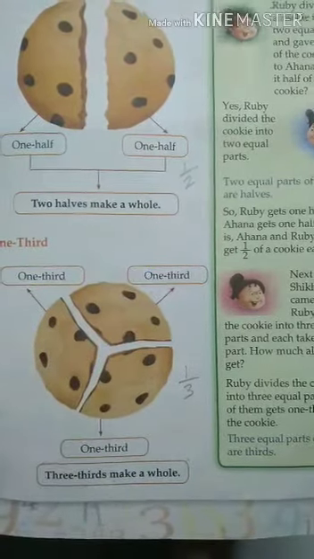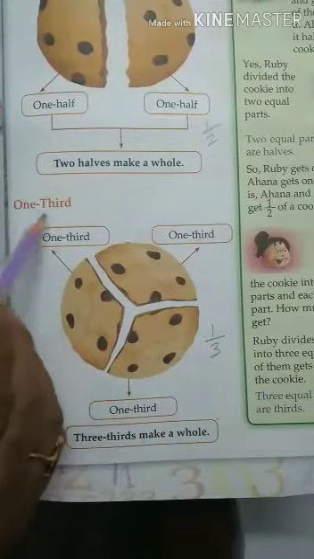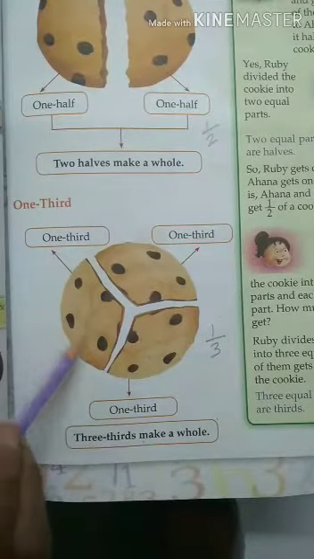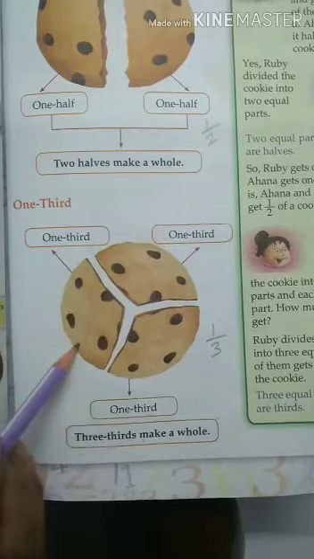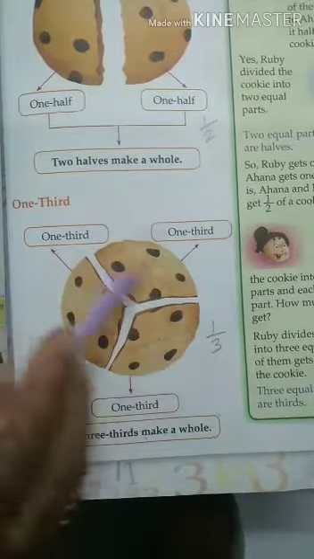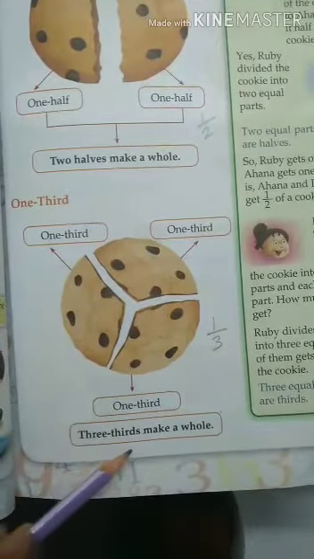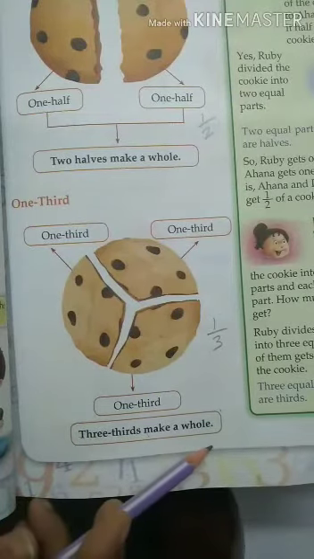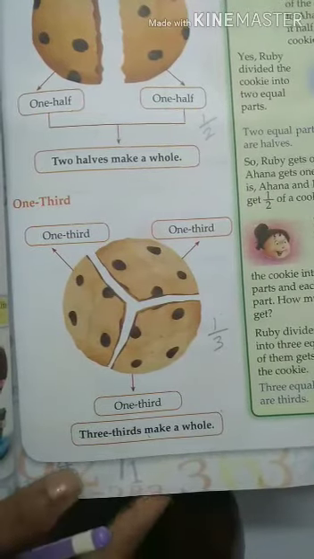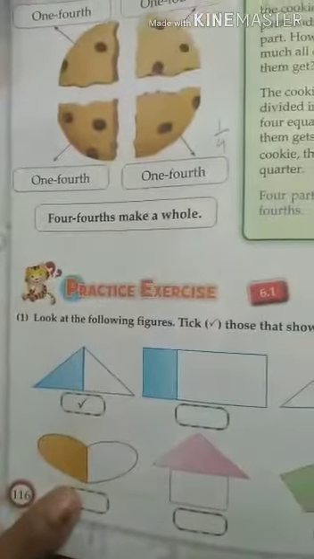If we make 3 parts, each part is 1/3. For one whole, we make 3 parts. We write it as 1 upon 3. 1/3, 1/3, 1/3, 3 parts. 3/3 make a whole. If 3 parts are there, then we need all 3 parts to make a whole.